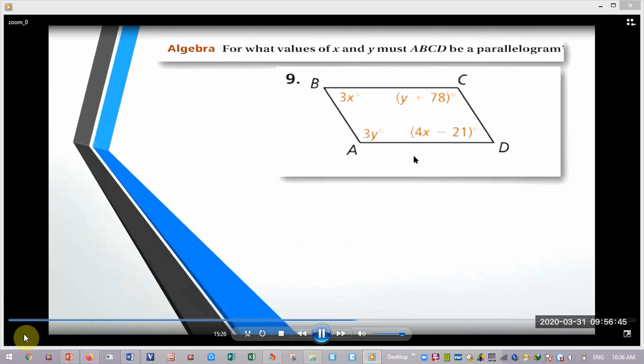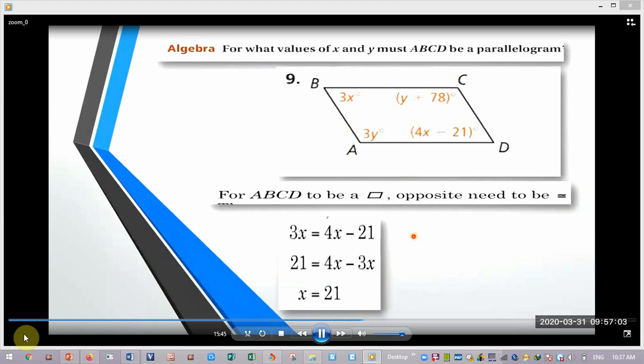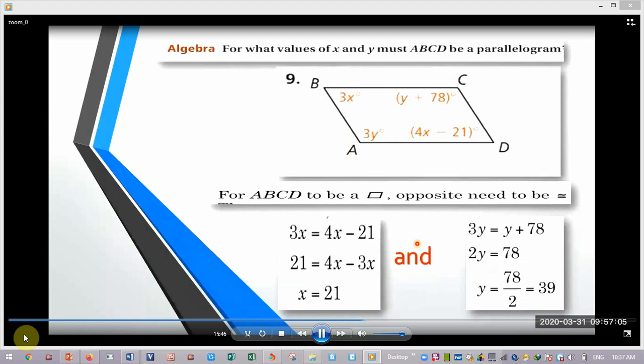Ahmed Abdullah, in the parallelogram, each two opposite angles are congruent, right? Yes. What's the meaning of congruent? They are equal. Then 3y equals y plus 78, right? Yes. And 3x equals 4x minus 21. That's what we did, an equation, solving equation algebraically. Okay?